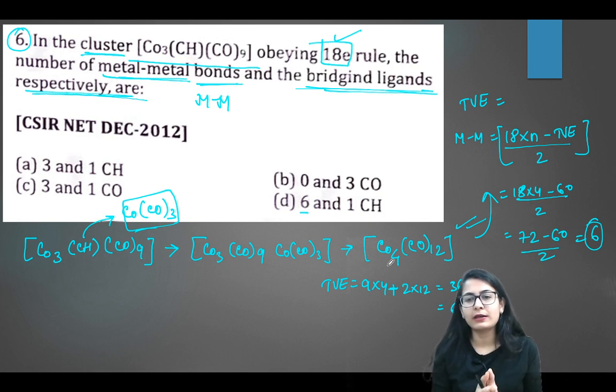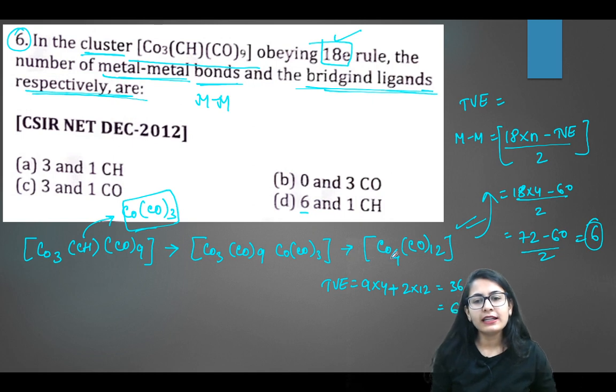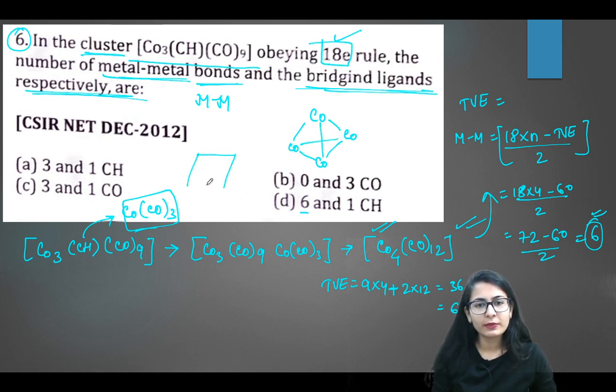Chalo, let's take it one by one. So ultimately for this complex, you know you are having 6 metal bonds. What does that give you? That gives you that 6 metal bonds are only possible in a tetrahedral geometry, because in an octahedral geometry, what do you have, guys?